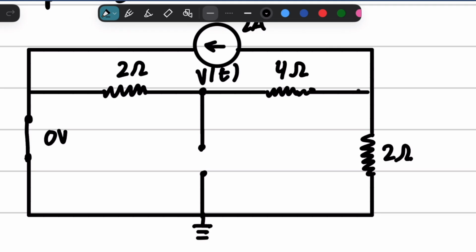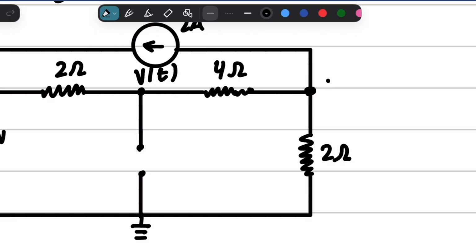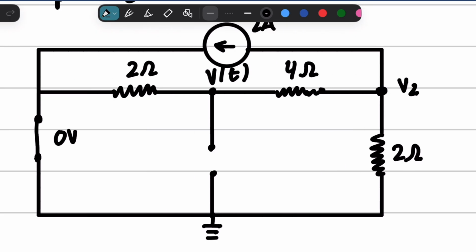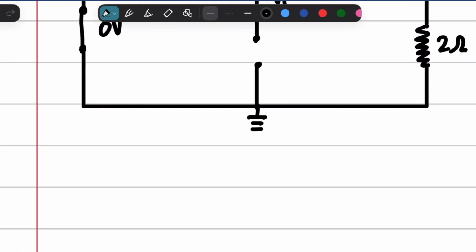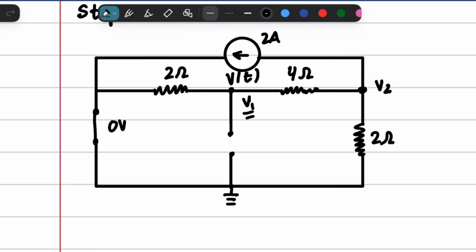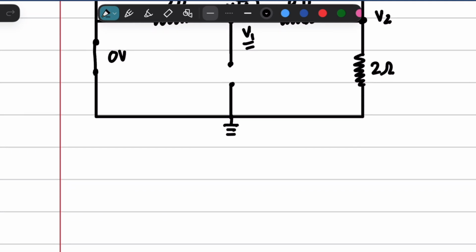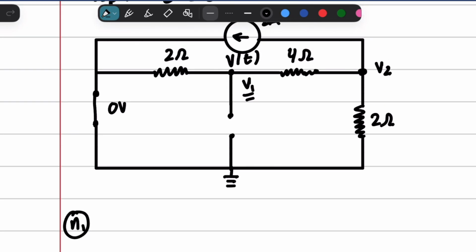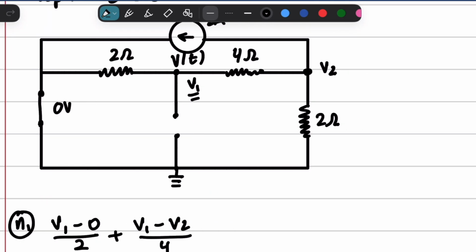Now, we actually have 2 unknown nodes. We have this V2 right here, and we have this V1 right here. And we want V1. I'm just going to call V of t V1 for simplicity's sake. And we're going to apply a nodal analysis. And look at this, it's just a basic nodal analysis. We're going to say N1: V1 minus 0 over 2 plus V1 minus V2 over 4 is equal to 0.